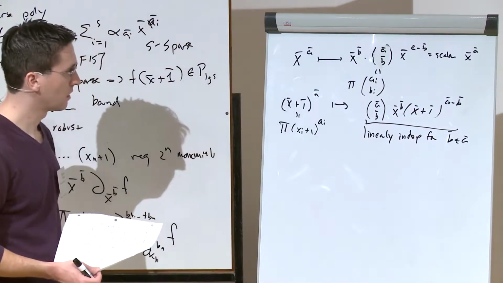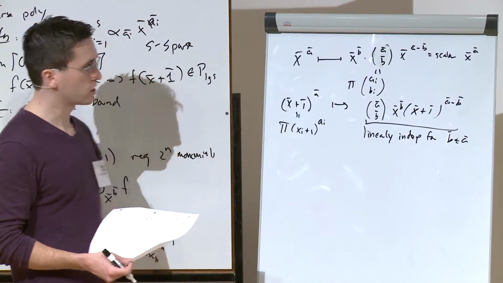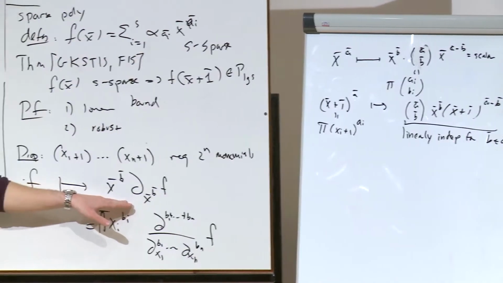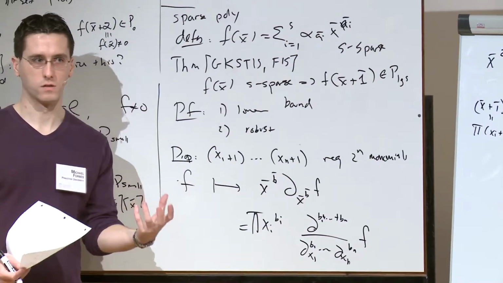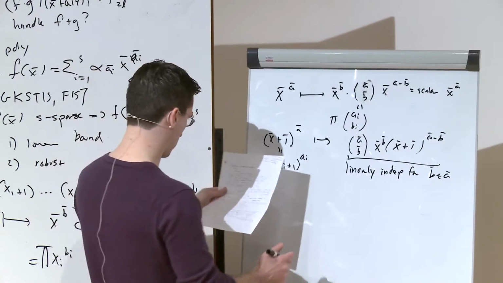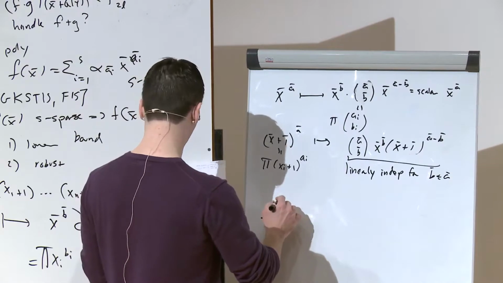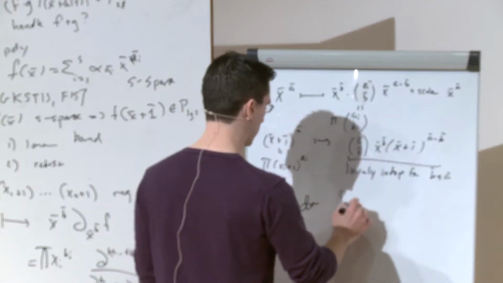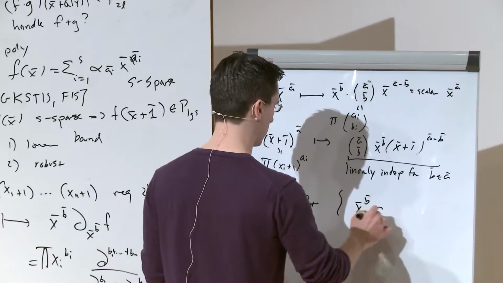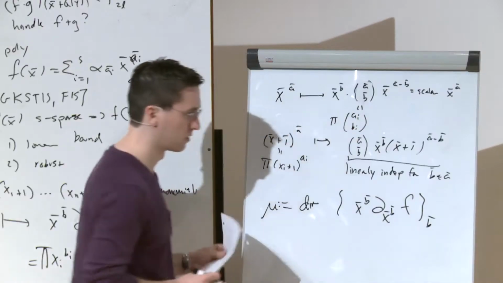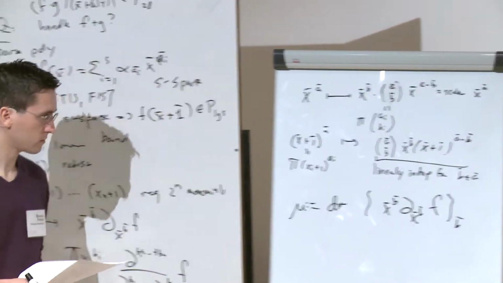Okay, and so that's basically suggesting what the complexity measure should be, right? We take all operators of this form, apply it to our polynomial, and measure dimension. So the mu here is going to be defined as the dimension of all of these differential operators as we range over all possible b.